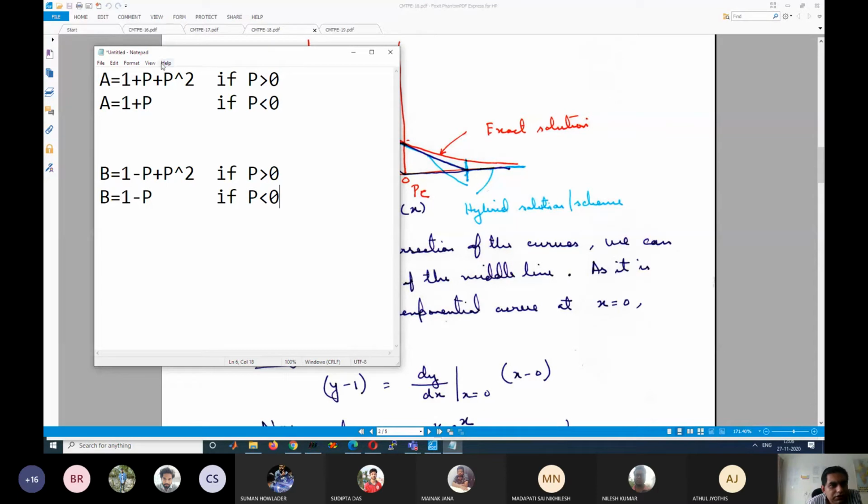So if I know the values of A, I can get the values of B, just by replacing them with minus P. And the other relation is also true.